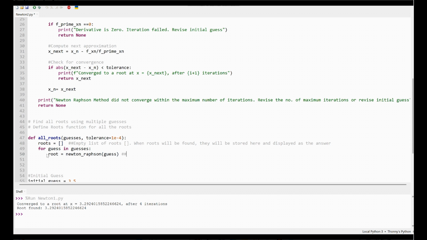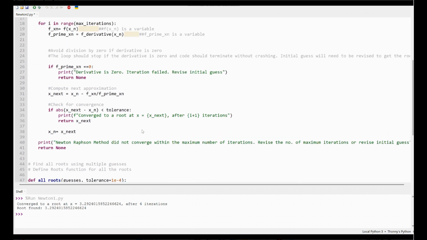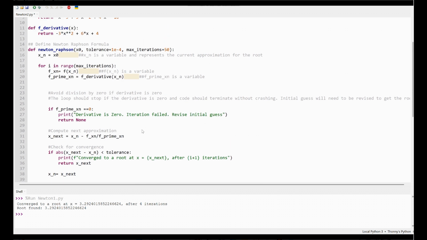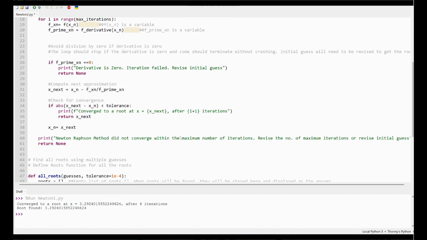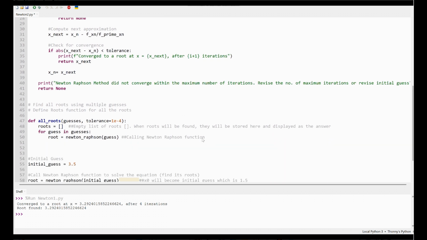The for loop will be root is equal to Newton_Raphson guess. So this loop will run the Newton Raphson function first to find one root, and then it will go back to the other initial guess and find the other root, and then it will go back to the third initial guess and find the third root. And when the roots are found, they will be stored in that root list.